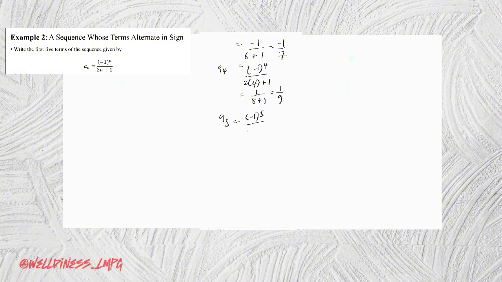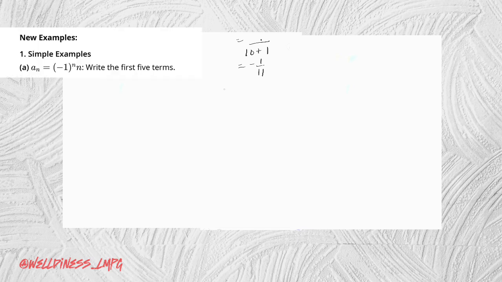Now, to get a5, all you have to do is substitute 5 everywhere you see n, and that will give you minus 1 raised to power 5 divided by 2 times 5 plus 1. Minus 1 raised to power 5 is the same thing as minus 1 times minus 1 times minus 1 times minus 1 times minus 1, which will give you minus 1. Then 2 times 5 will give you 10, and 10 plus 1 will give you 11. So your final answer will be minus 1 over 11.